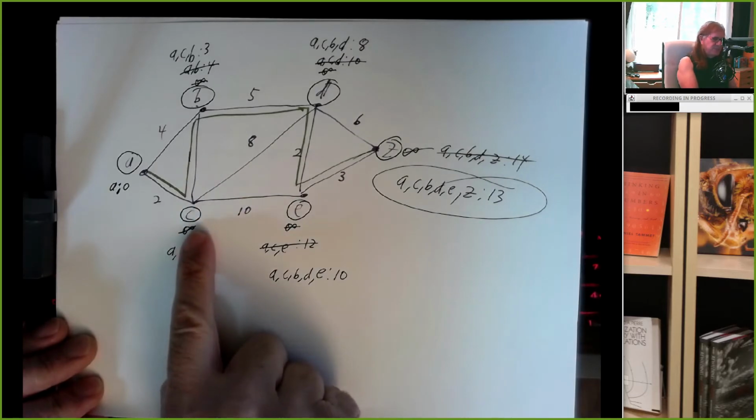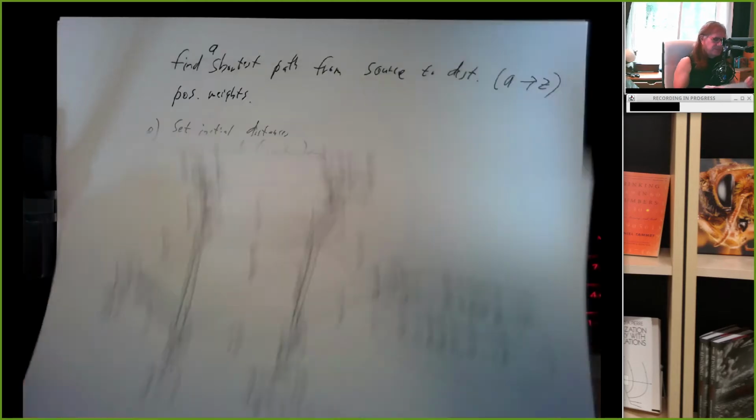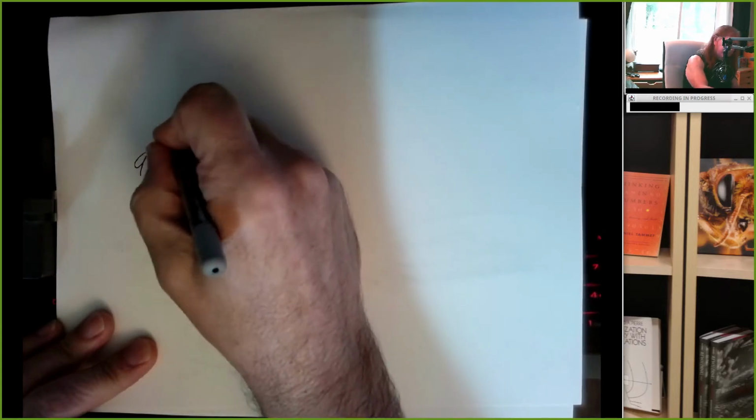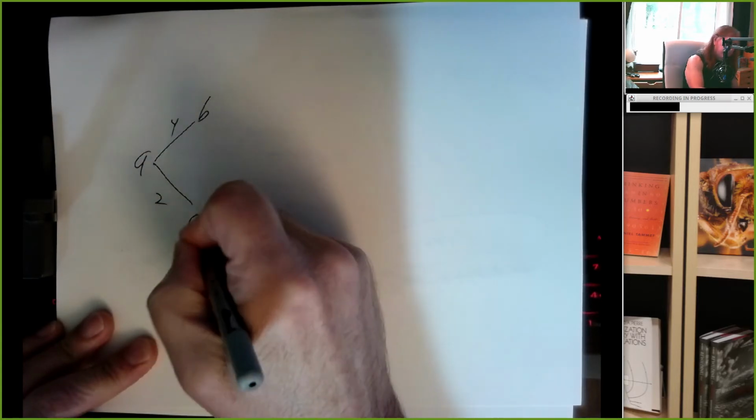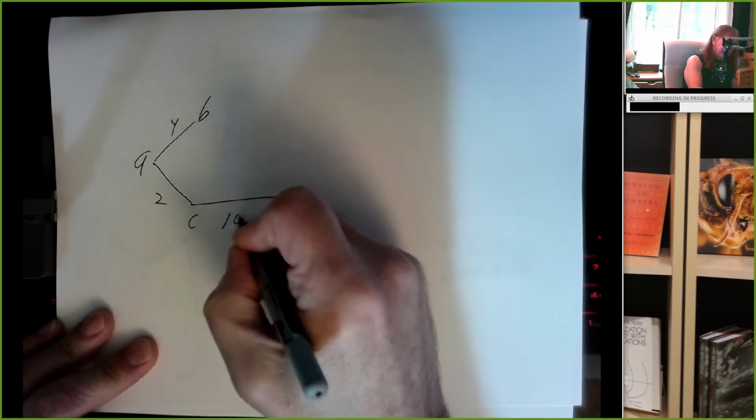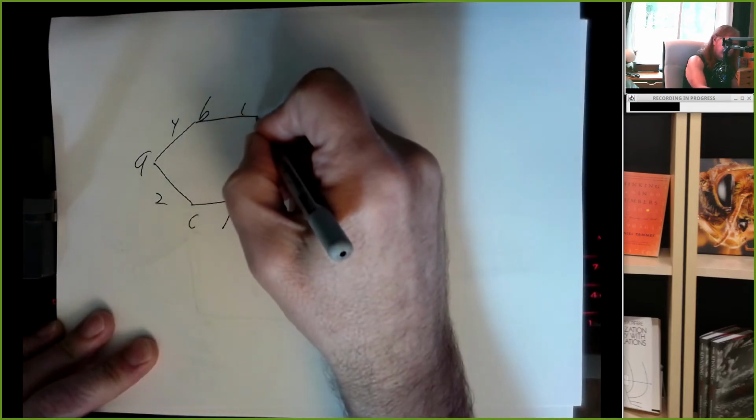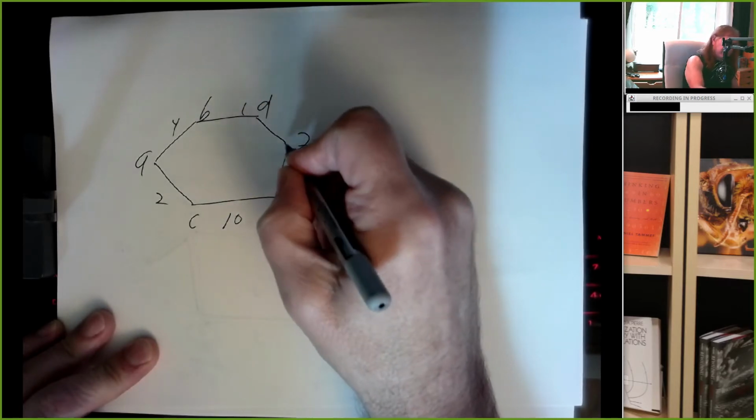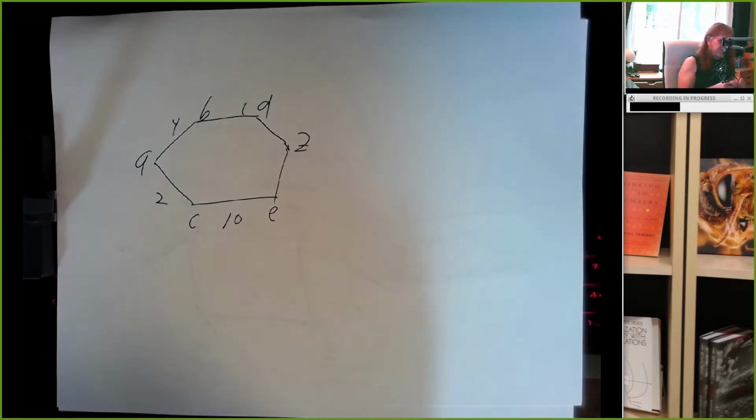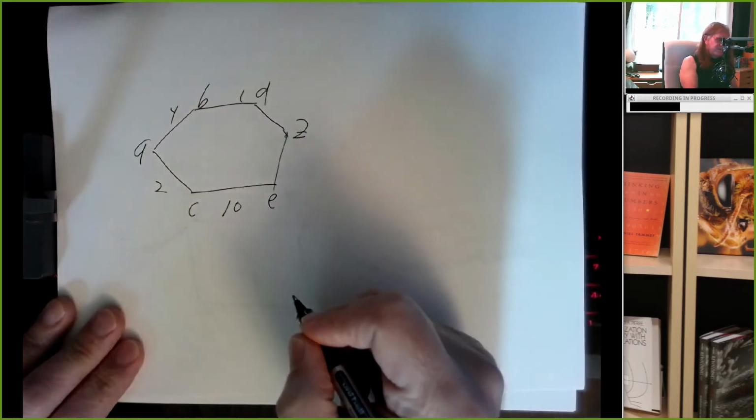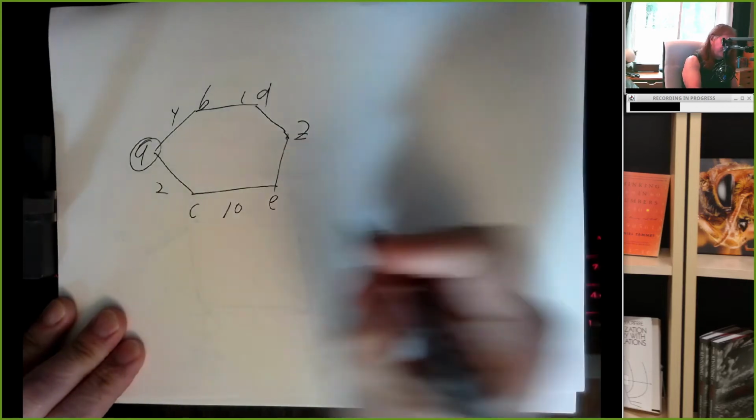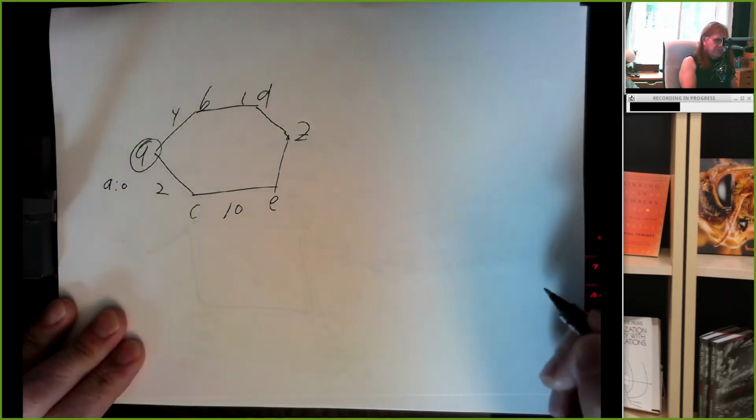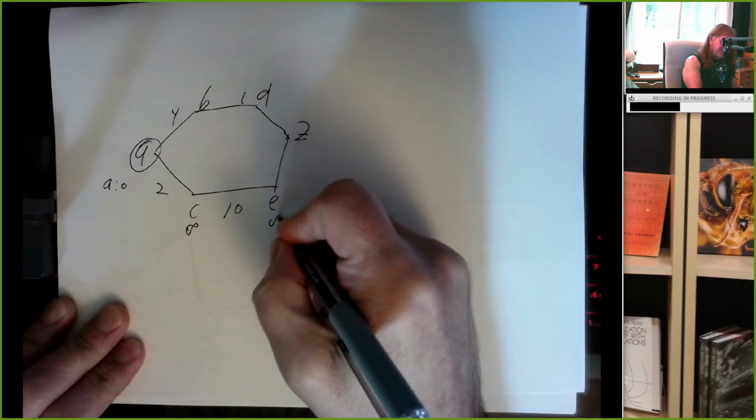But it's possible that A to C is going to look better than A to B, but we could have something like this. I'm pretty terrible at coming up with these on the fly. But let's see. It doesn't always have to be Z at the end. So if we had something like this, we'd start off from A, and these are all infinity to begin with.